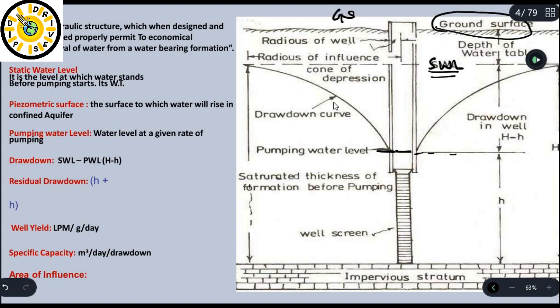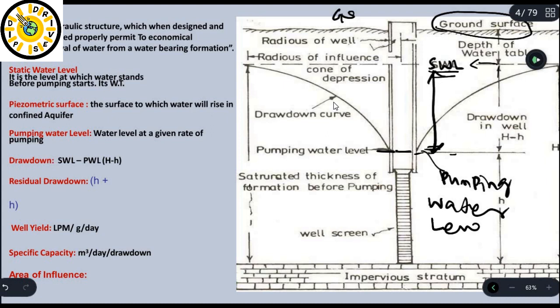So pumping water level, मान लो कि जब पंपिंग शुरू हुआ है, ठीक है, so gradually the head changes, right. So this is the original head before pumping starts, suppose मान लो ये वाला, and gradually it drops down to this level. So this is the pumping water level. Pumping water level.